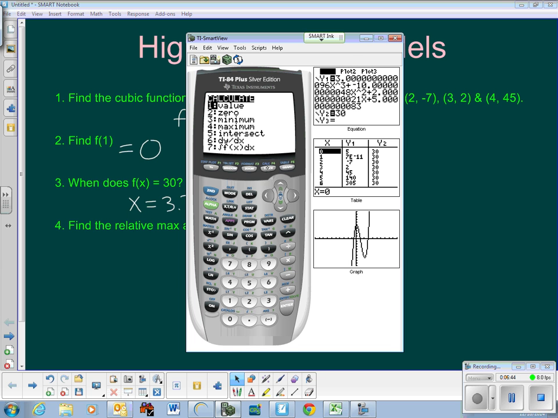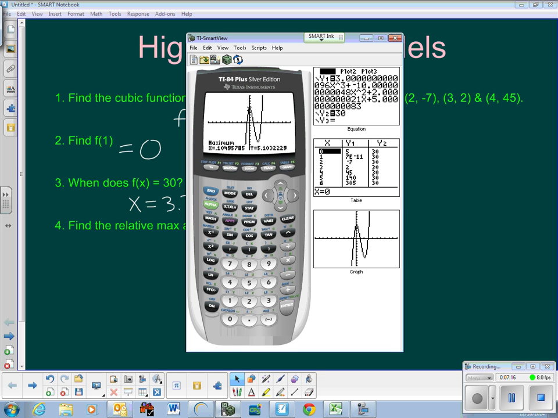Again, second trace is where we find all this stuff out. Maximum 4, left bound and right bound. This is just saying, give me a number that you know is to the left and a number you know is to the right, and I'll find for you the peak that's in between those x values. 2 options. You can either scroll your cursor somewhere to the left of the peak and hit enter, scroll it somewhere to the right of the peak and hit enter, and then try to get it as close as you can to the peak and hit enter, and it'll find it that way.